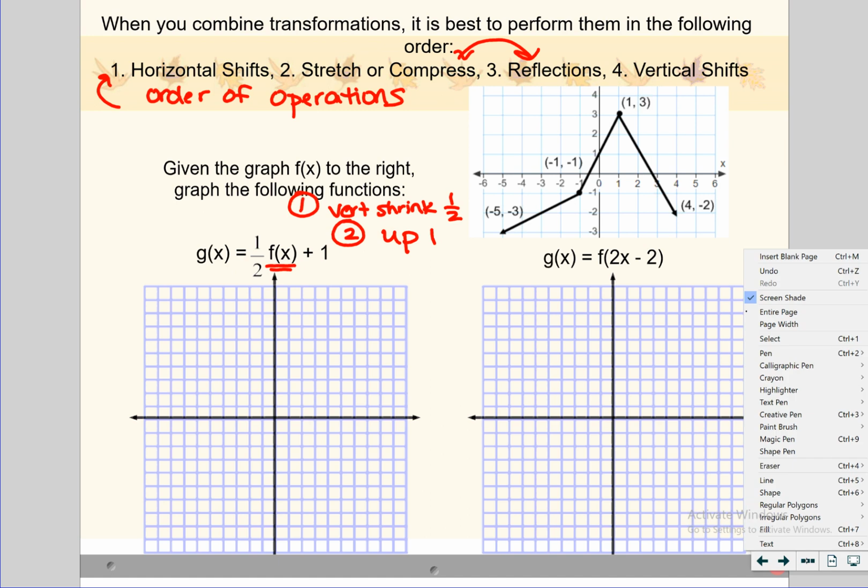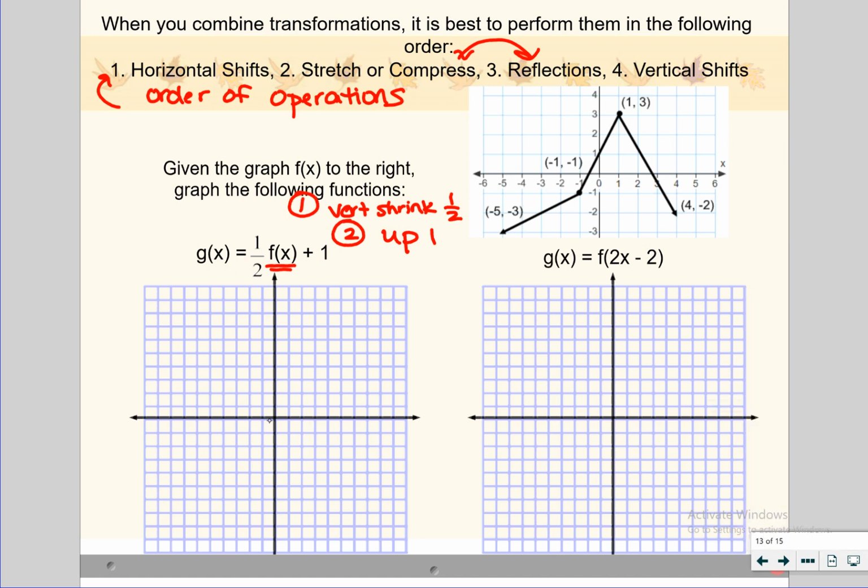So the first thing I'm going to do is just plot those original points on here. You guys can estimate the best you can. I know those axes didn't print out super well. So there's (-5, -3), (-1, -1), (1, 3), and (4, -2). There's the original graph of f of x, or g of x. No, f of x. That's my f of x. We're okay. All right. Then we're going to do a vertical shrink.